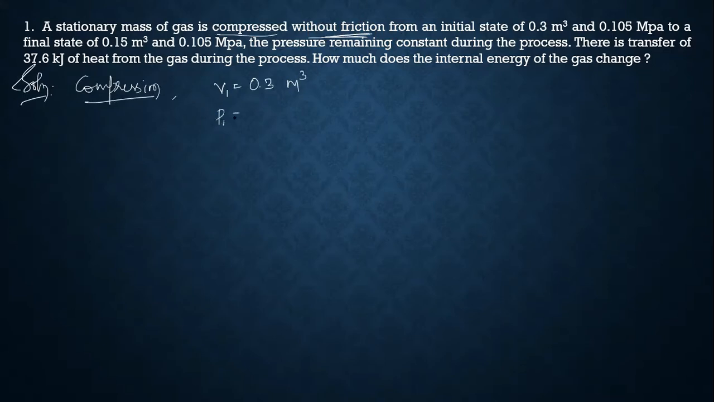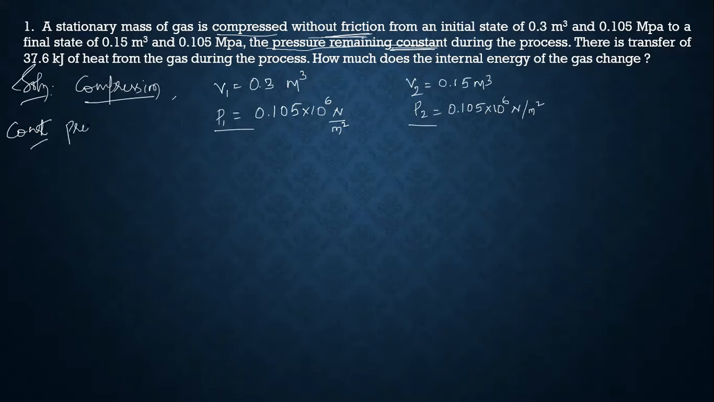and pressure P1 is 0.105 megapascal. That means P1 is 0.105 into 10 to the power of 6 Newton per meter square, to a final state of 0.15 meter cube. V2 is equal to 0.15 meter cube, and pressure P2 is equal to 0.105 into 10 to the power of 6 Newton per meter square. By looking at P1 and P2, we can tell it is constant pressure, and also they mention the pressure remaining constant. Therefore, it will become a constant pressure process.